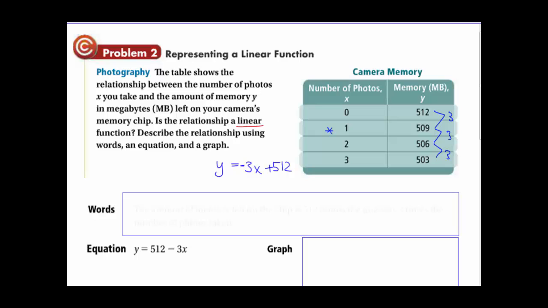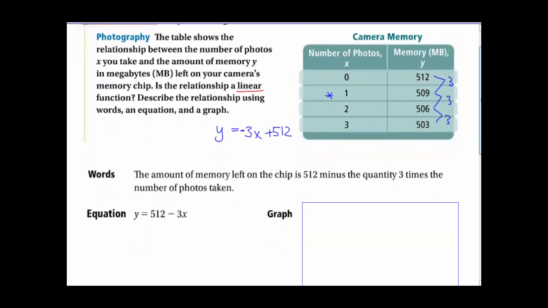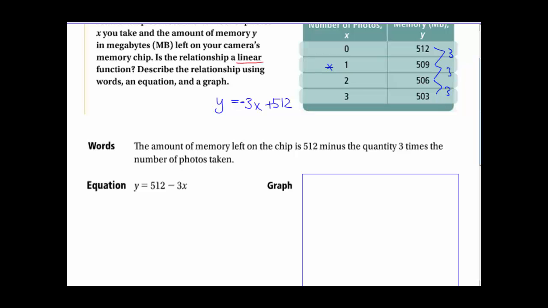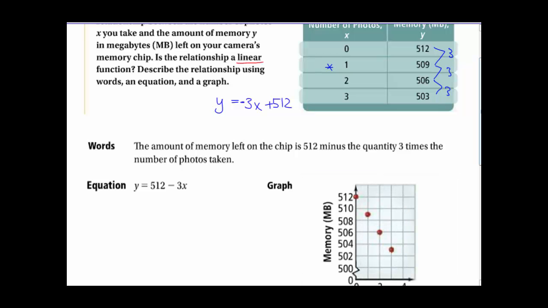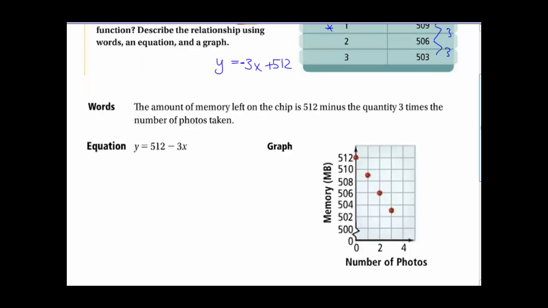Or in words, we're going to take the amount of memory left on a chip, 512, minus the quantity 3 times the number of photos taken. If we graph this, we know that the number of photos taken would be your x, and then the memory left would be your y, so we get something like this. Notice the scale, big numbers, again. Notice though at the bottom with the x-axis, we actually label it with number of photos. The y-axis was our memory.